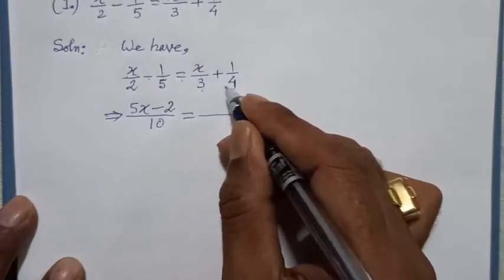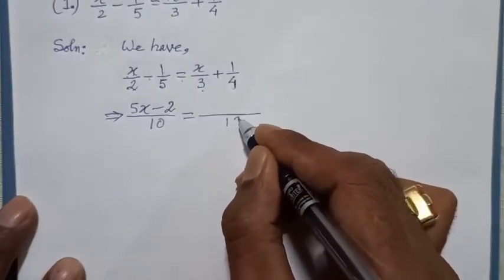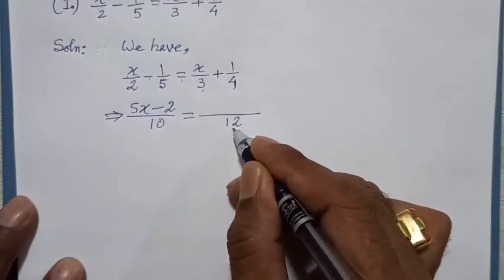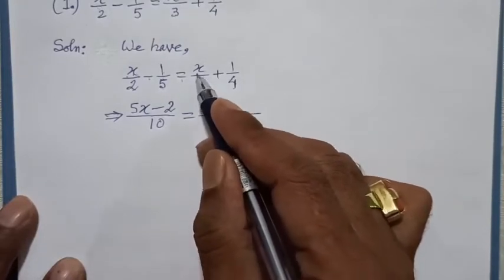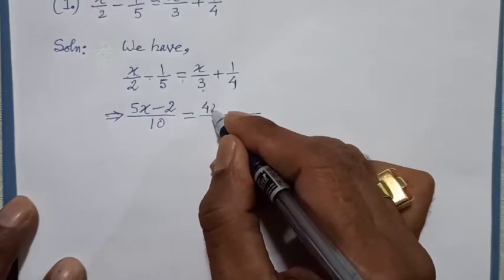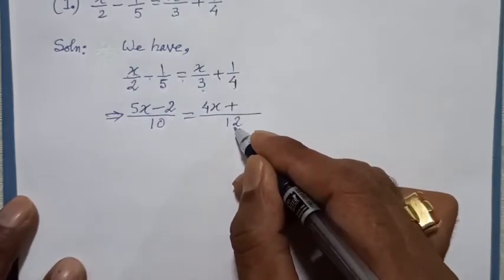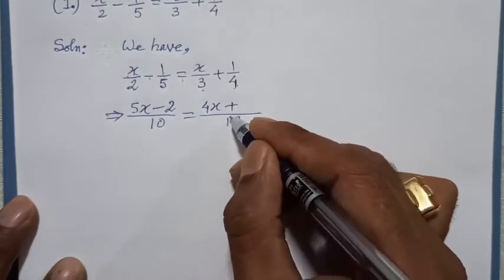If we take the LCM of 3 and 4, 3 times 4 is 12, so the LCM is 12. 12 divided by 3, then we are getting 4. 4 into x is 4x. Then the plus sign. 12 divided by 4, then we are getting 3. 3 into 1 is 3.